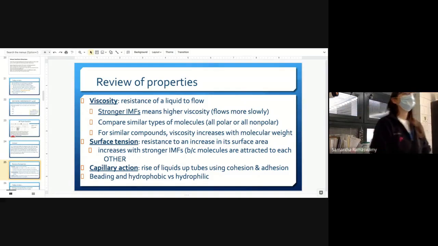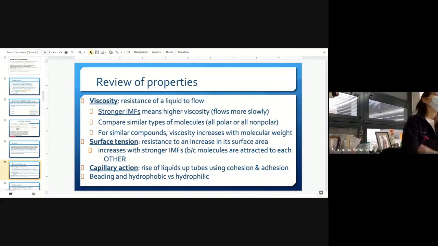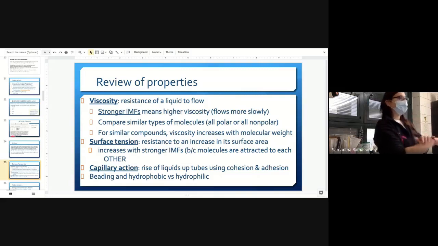So just a quick review with viscosity. That's the resistance of a liquid to flow. Think about maple syrup. Maple syrup, we would say, is very viscous. It takes a long time to flow versus water that flows pretty quickly. The stronger the IMF, so the stronger the attractions between the molecules in the liquid, the higher the viscosity. Because the more attracted, the slower it's going to flow.